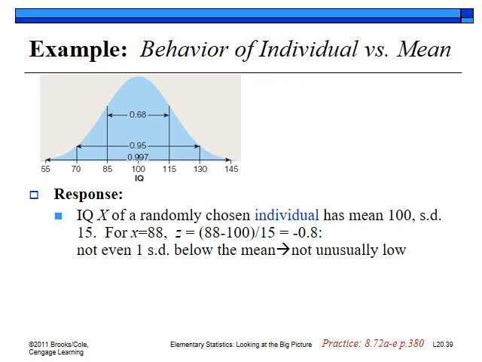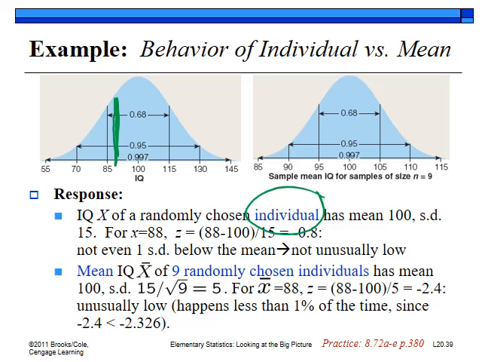Looking at this graphically, for an individual person, 88 falls right about here on the normal curve. It's pretty close to the middle, so that's not terribly low. But when we look at sample means for a sample of size 9, notice that one standard deviation is now 5 instead of 15. And a value of 88 falls way back here. Since it's way down in the left-hand tail, that's really unusually low.